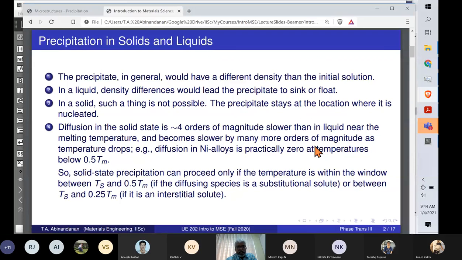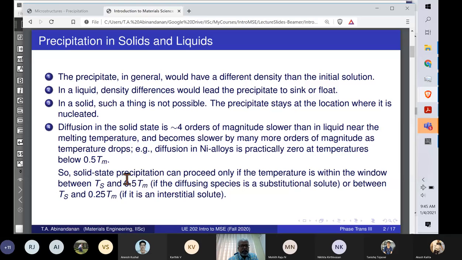So the diffusion gives you the lower limit on the temperature at which this precipitation can happen. Remember, the upper limit is given by the solutionizing temperature, that is the solvus temperature for a given alloy, above which everything goes into solution. Whereas, usually if the diffusing species is a substitutional solute, such as aluminum and nickel, then there is a lower limit to the temperature above which diffusion is appreciable. Rather, more importantly, below which diffusion is basically extremely sluggish.